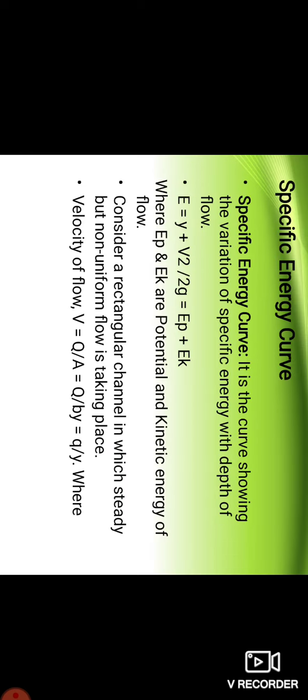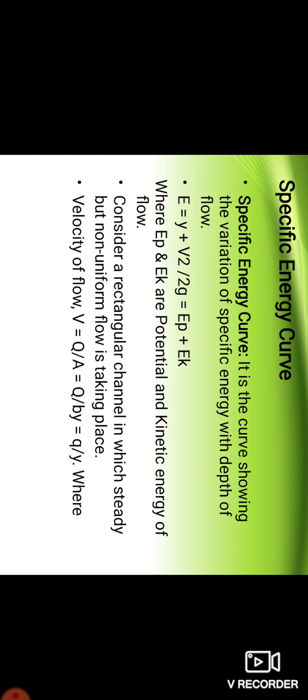Then the specific energy curve. What is the specific energy curve? It shows the variation of the specific energy with depth. The curve which shows the specific energy with the depth is called the specific energy curve, and the expression is the same: Y plus V square by 2G, which is equal to EP plus EK, that means potential energy plus kinetic energy. Specific energy is nothing but the potential energy plus kinetic energy.